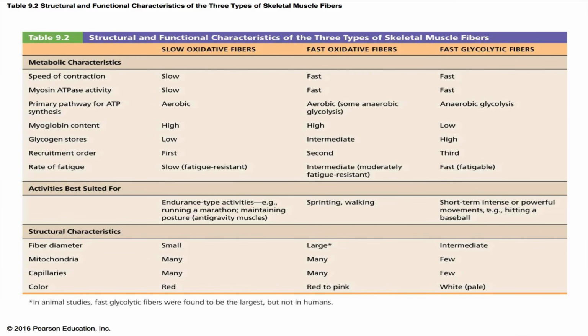What is this good for? Short-term, intense, or powerful movements. As we said earlier, hitting a baseball, or taking a ball and throwing it like a football across the field for a touchdown. Its fiber diameter is intermediate. Again, it has few mitochondria, as we described earlier. Also, you're going to have few blood capillaries coming there. Its color is going to be pale as well. Why? Because, again, low oxygen.